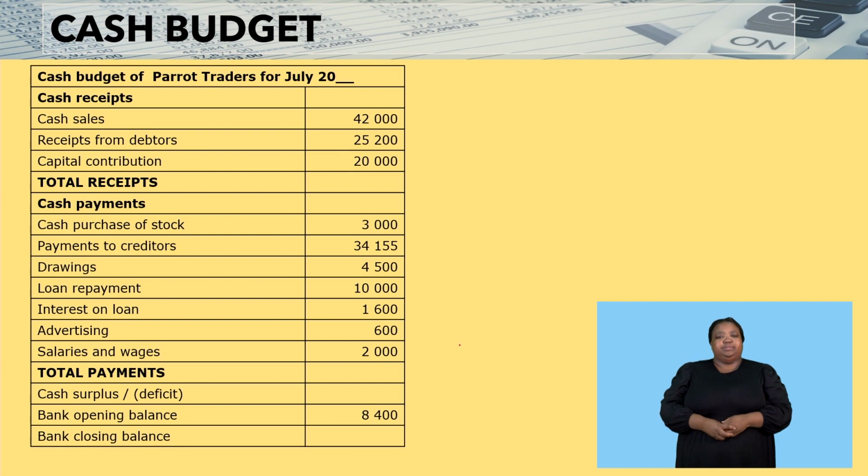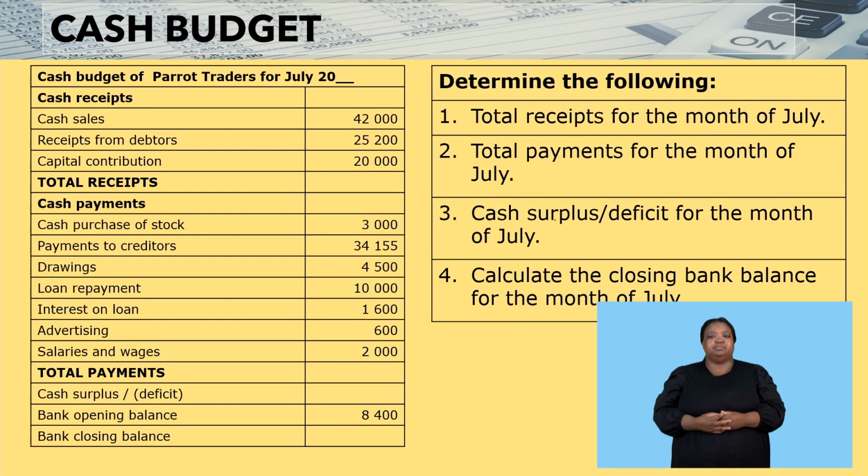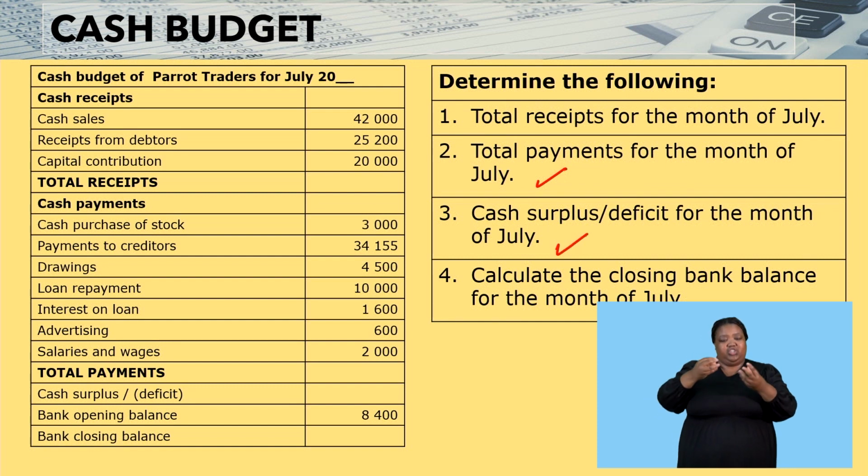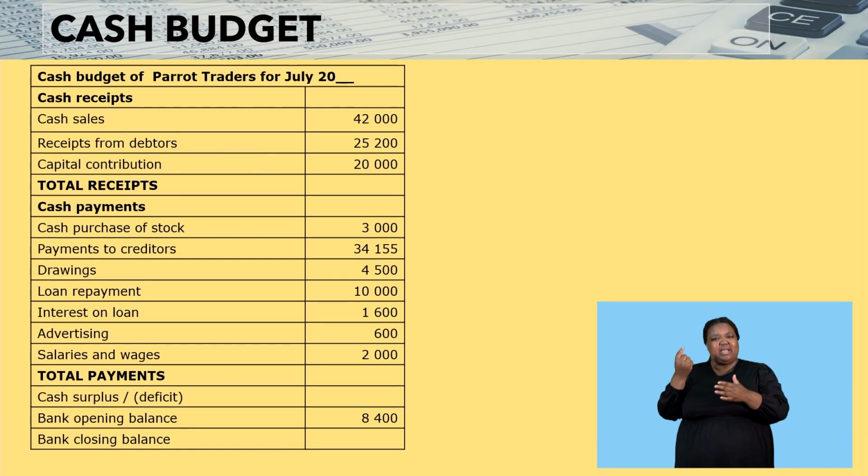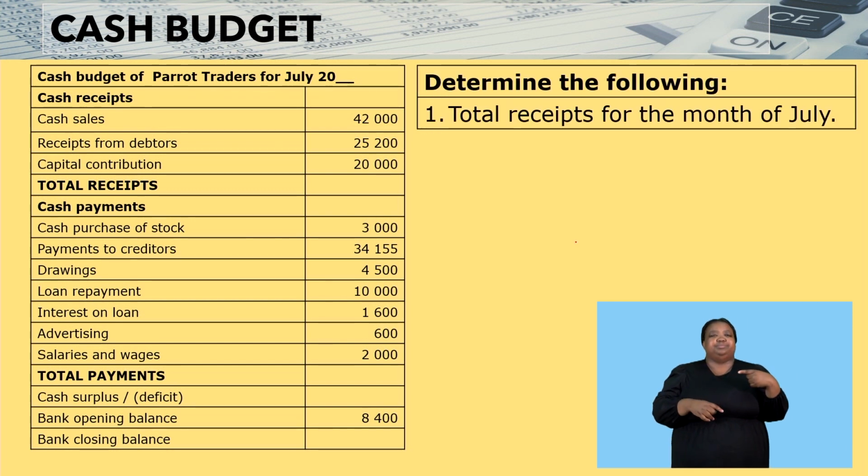We will now see what a cash budget looks like. This is a cash budget for the month of July. We are then required to determine the following. Number one, total receipts for the month of July. Number two, total payments. Then cash surplus or deficit, and then we calculate the closing bank balance for the month of July. Let's start with number one. Number one says, calculate total receipts for the month of July.